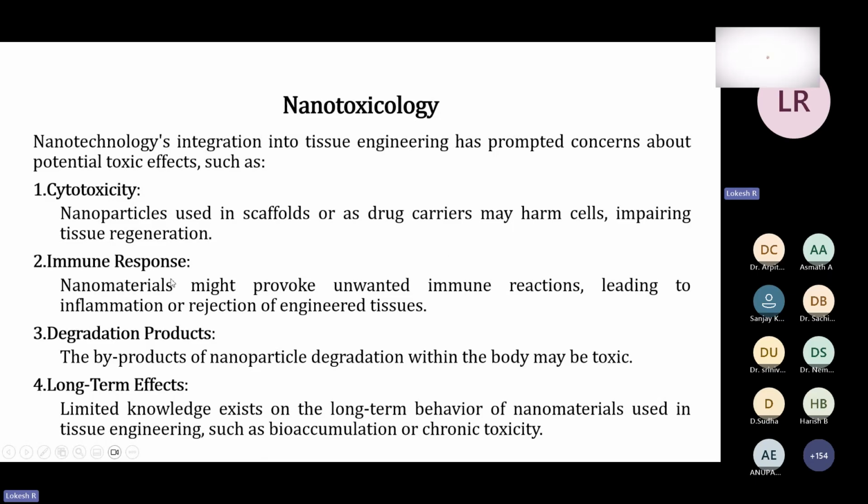And immune response: nanomaterials might provoke an unwanted immune reaction. When the products degrade, they may be toxic. Long-term effects also have to be studied. But apart from this, there are many applications in nanotechnology, and a few of the limitations have to be addressed.